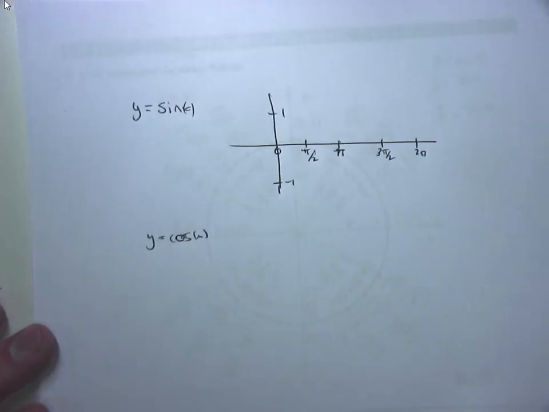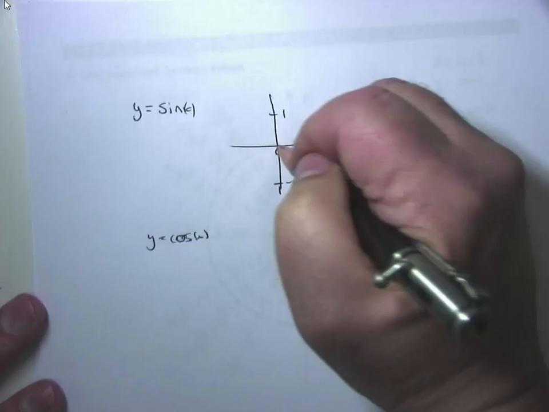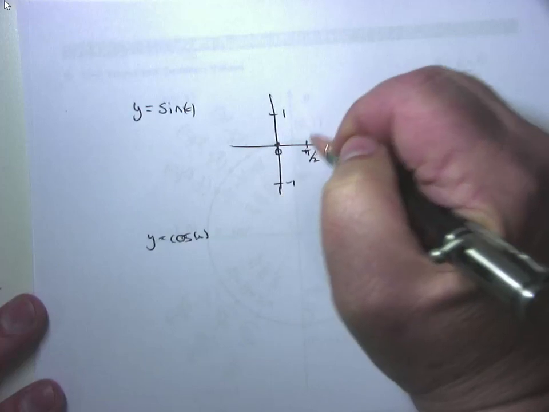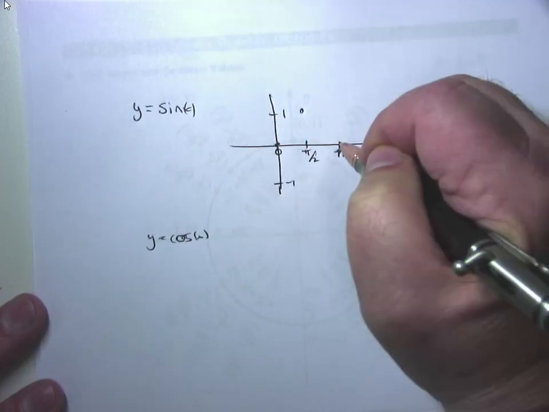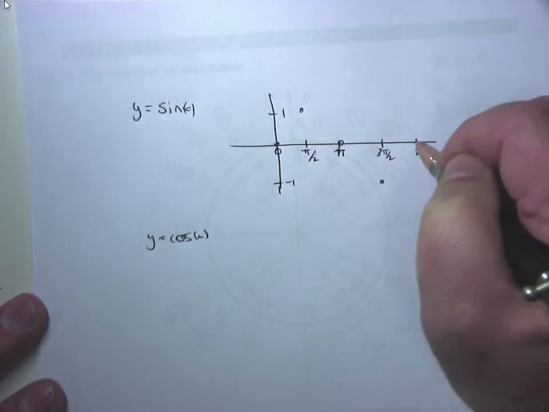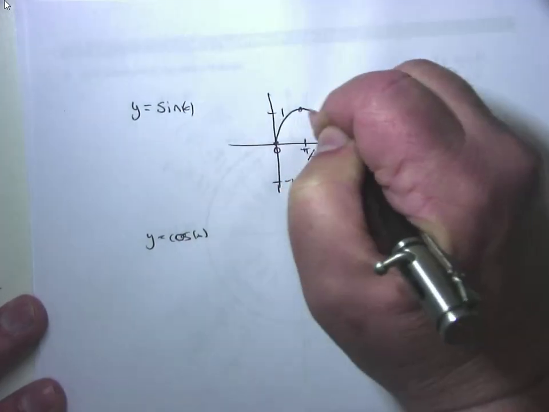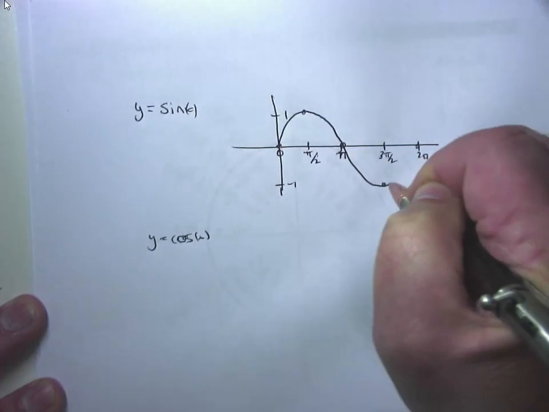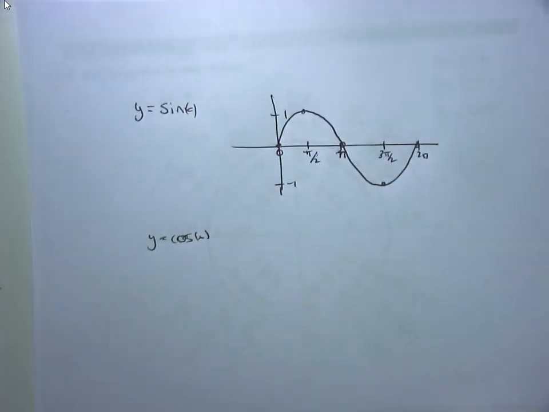You with me? The sine of 0 is 0. The sine of pi halves is 1. The sine of pi is 0. The sine of 3 pi halves is -1. The sine of 2 pi is back to 0. And I know you've seen him before. He's the famous sine function. It waves. Starts at the origin, then goes up, back down, and back again.